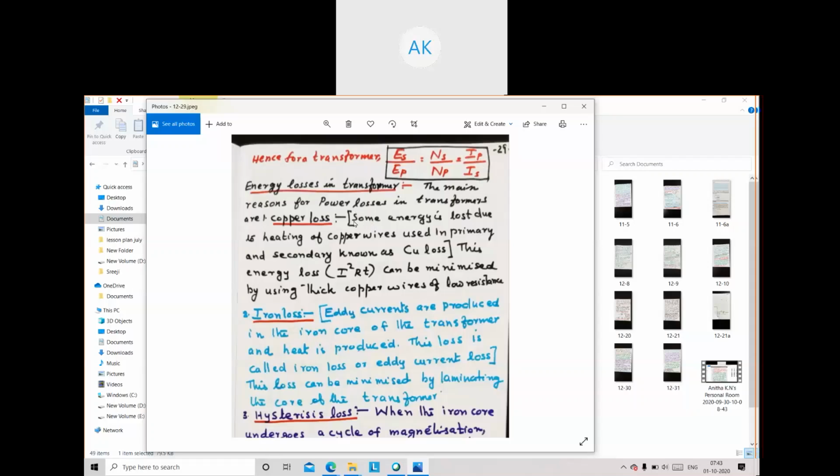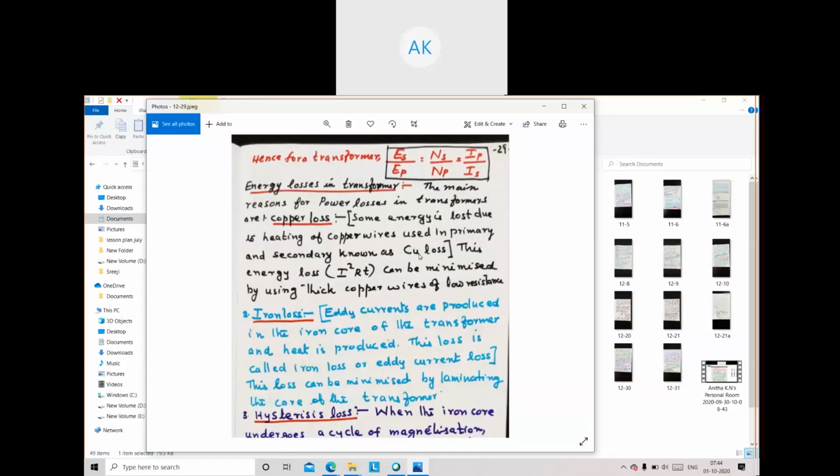Then, I told you, in a transformer there are many energy losses. The main reasons for power loss, only 5 minutes more, so we can complete this video. Which are the different losses in the transformer? Energy is lost. We are not getting 100% efficiency. First loss is copper loss. Some energy is lost due to heating of copper wires used in primary and secondary, known as copper loss.